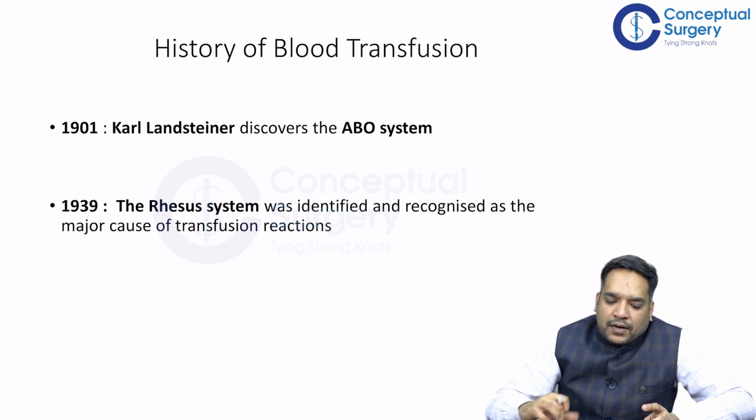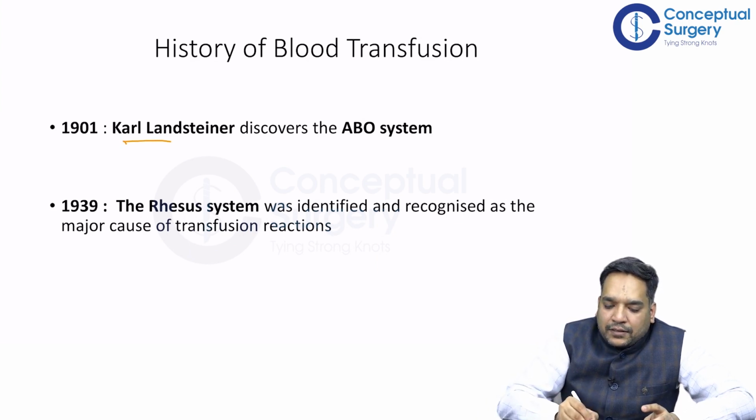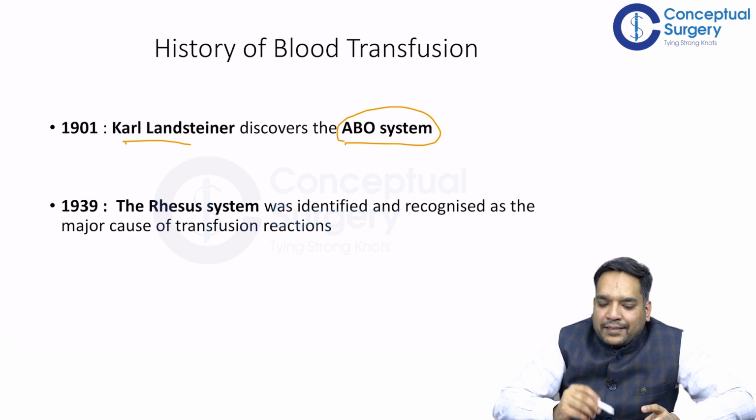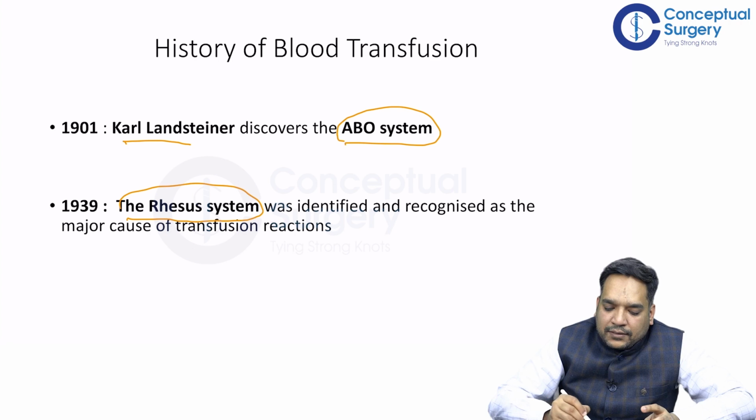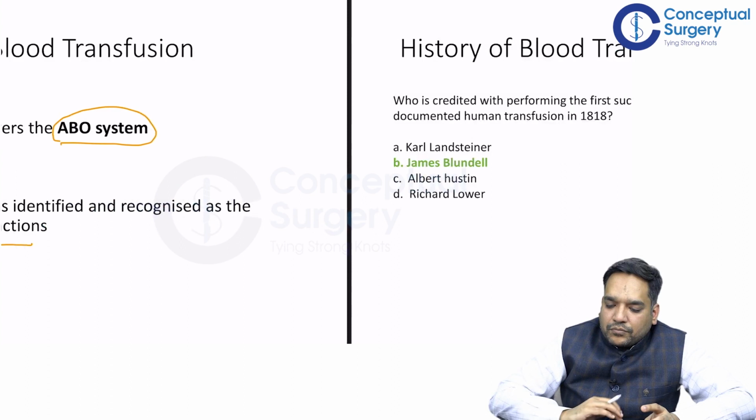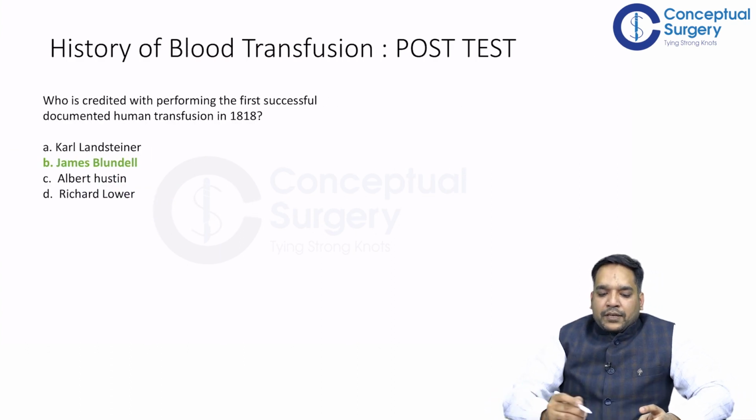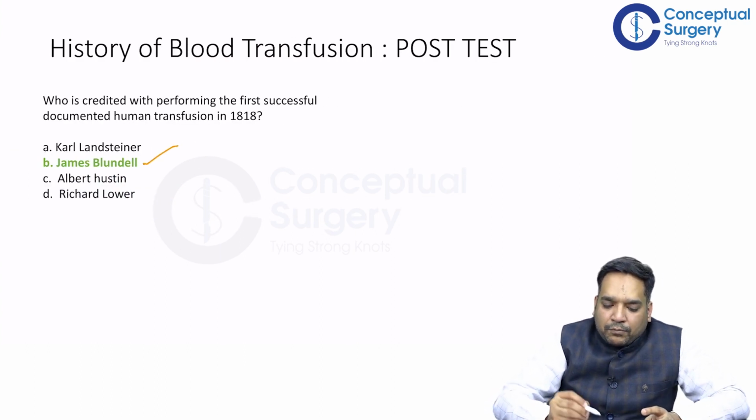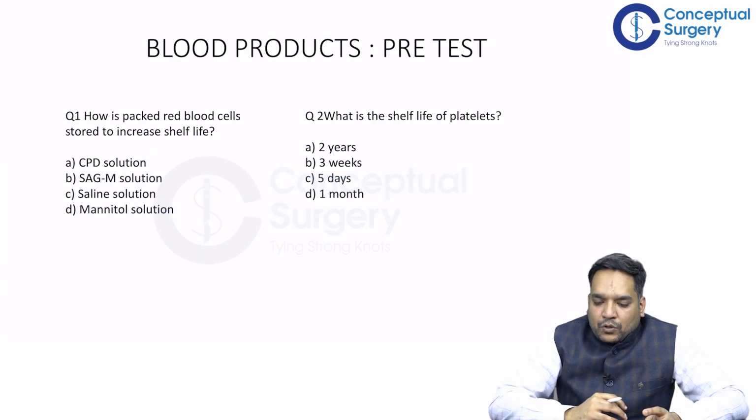In 1901, Carl Landsteiner discovered the ABO system, right? And in 1939, the rhesus system was identified and recognized as the major cause of transfusion reaction. So 38 years later, the Rh system was identified. So the answer is James Blundell, who performed the first successful documented human transfusion in 1818, right?